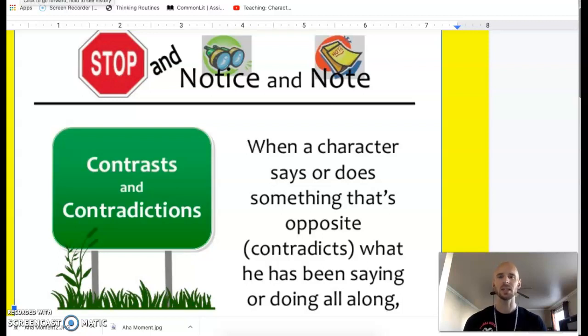Okay, so let's take a look at the first stop, notice, and note signpost on our list. It's called Contrasts and Contradictions. Now, I want to start by coming up with an example that we all know a little something about from Harry Potter. So if you've read the books or seen the movies, you'll be able to follow along.